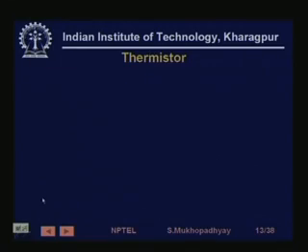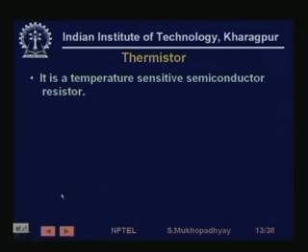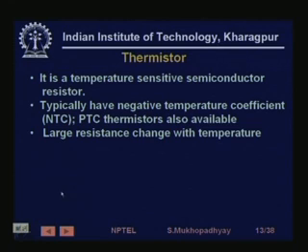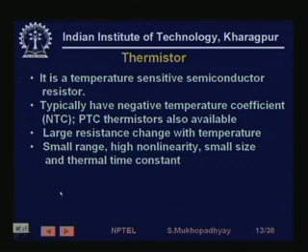So this is about the RTD, it is a very simple instrument. The next one is the thermistor. The thermistor is actually a temperature sensitive semiconductor resistor. They typically have a negative temperature coefficient, which is interesting, although positive temperature coefficient thermistors are also available, but they are less used. The advantage of the thermistor is that the resistance change is very large, so you get great sensitivity, but it works in a small range.